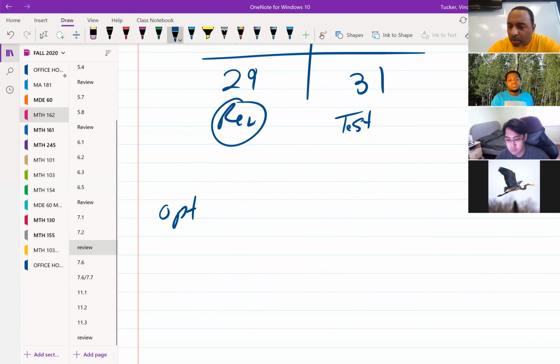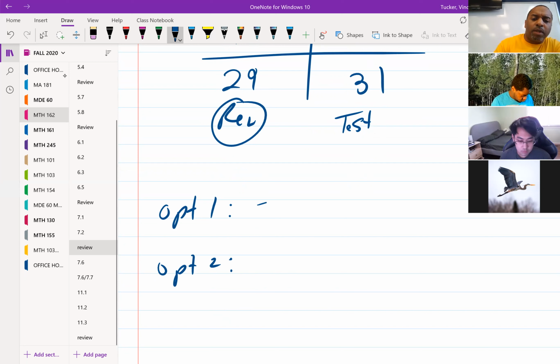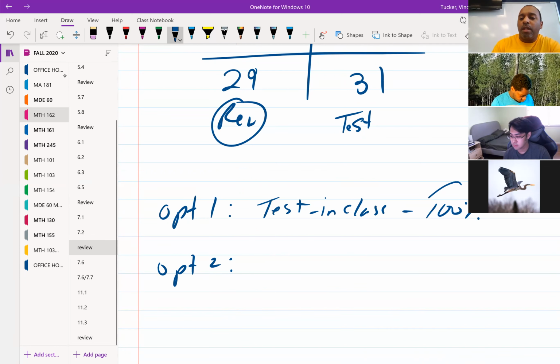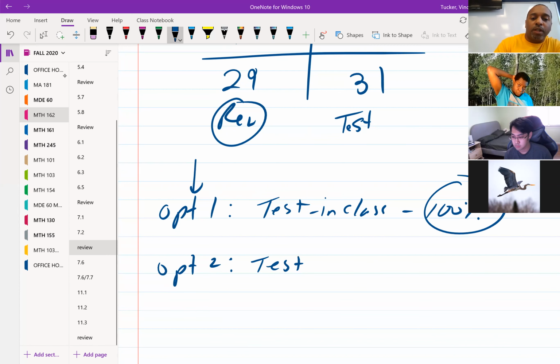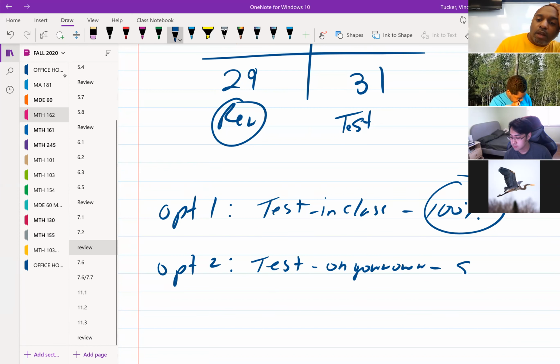Let's see how much time we got. Just to let you know how it will play out, option 1 is taking the test in class, and a full 100% is available to you. Option 2, let's say you don't do as well as you like on option 1, or you just know you weren't ready for it. This would be on your own. And the highest score possible on this test is 85%.